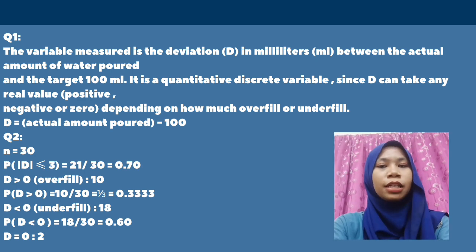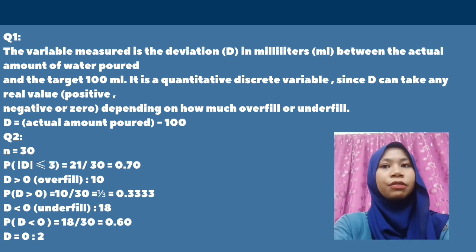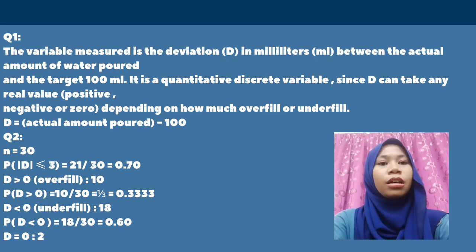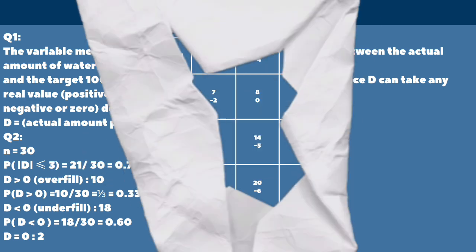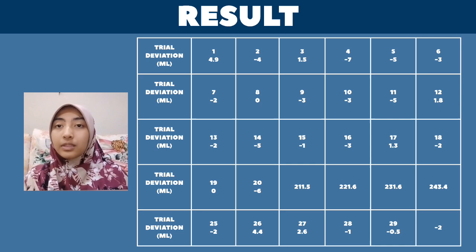Deviation less than or equal to 3 is equal to 21 over 30, so the answer is 0.7. Deviation greater than 0 is equal to 10 over 30, so the answer is 0.333. And lastly, deviation less than 0 is equal to 18 over 30, so the answer is 0.6. So this is our result for the experiment.